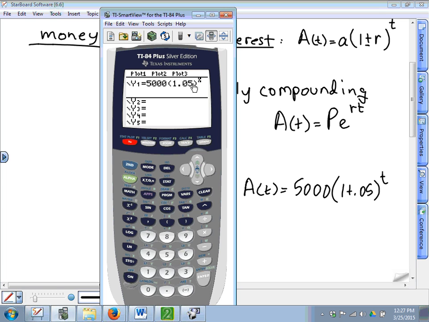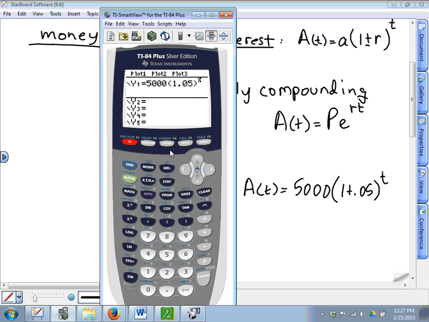Now you type in the function, but you're going to leave x as the exponent because you don't know how long it's going to take. If you put a number in there, you're saying it's going to take that number of years. So you've got to leave x as just x. So 5,000. Your base is 1.05 to a power of x.